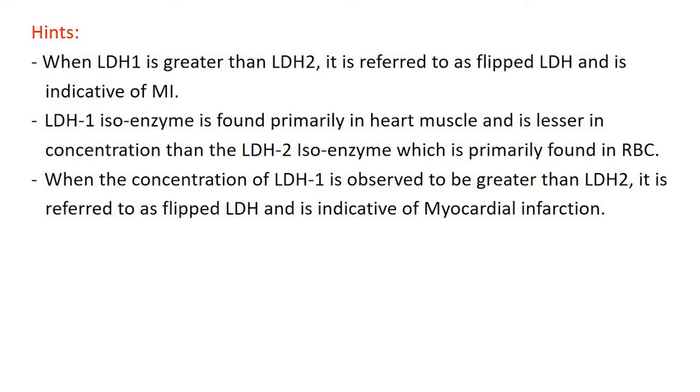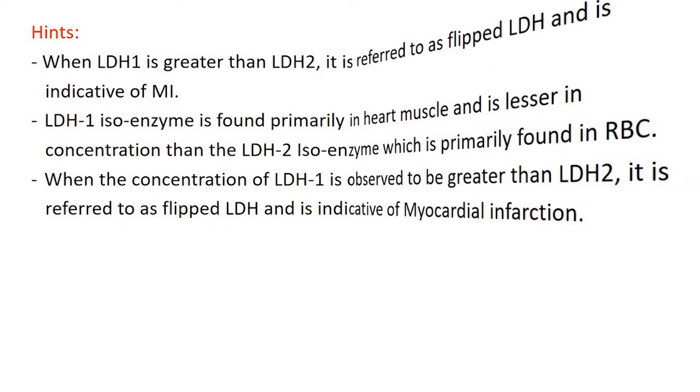When LDH1 is greater than LDH2, it is referred to as flipped LDH and is indicative of MI. LDH1 isoenzyme is found primarily in heart muscles and is lesser in concentration than the LDH2 isoenzyme, which is primarily found in RBC. When the concentration of LDH1 is observed to be greater than LDH2, it is referred to as flipped LDH and is indicative of myocardial infarction.